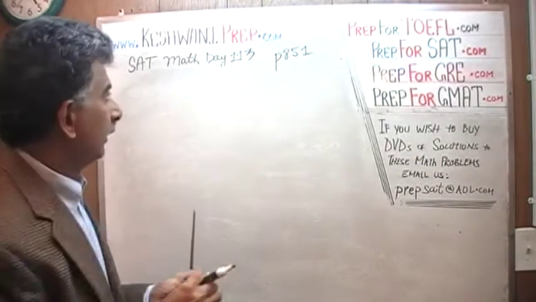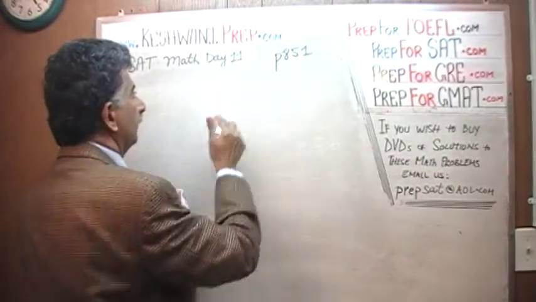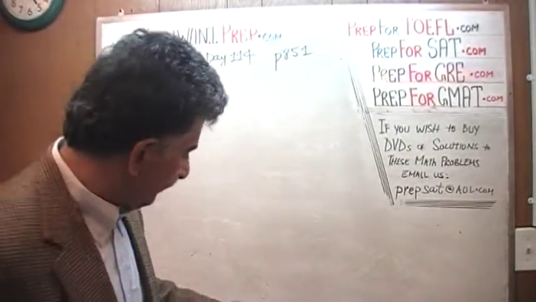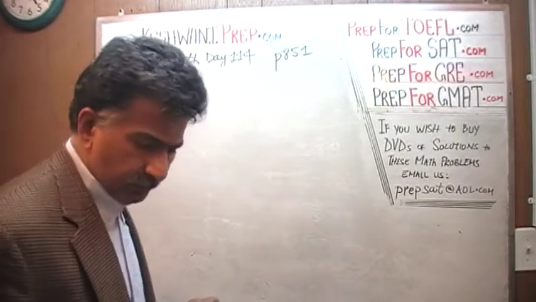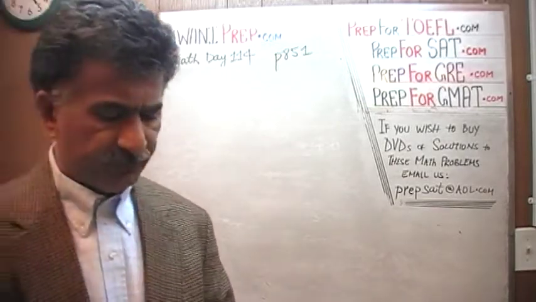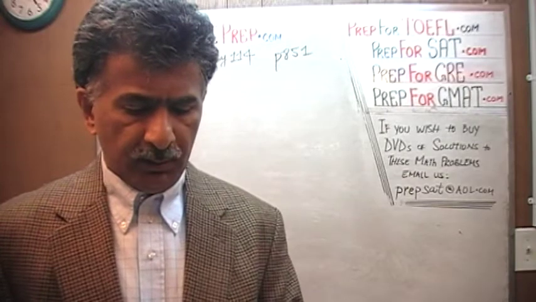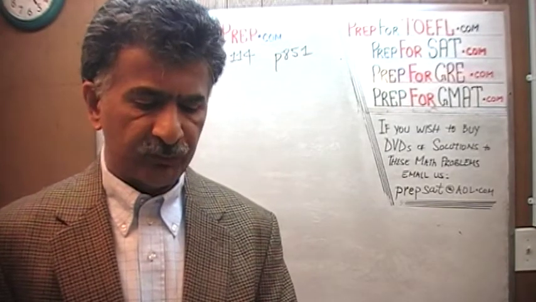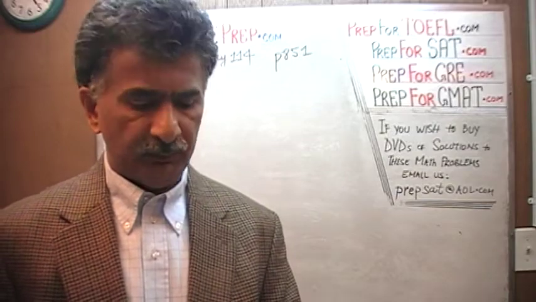Please turn to it. Today is our lesson number 114. Question number 15 is what we are about to do. It says, if a volume of a cube is 8, what is the shortest distance from the center of the cube to the base of the cube?